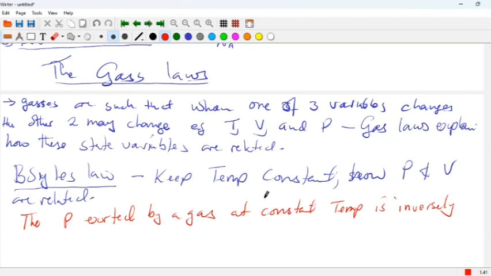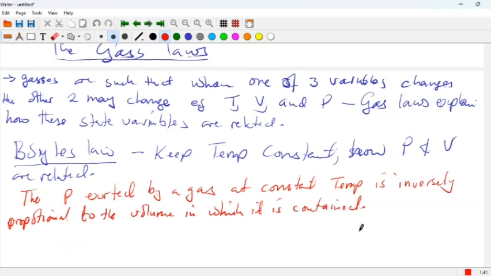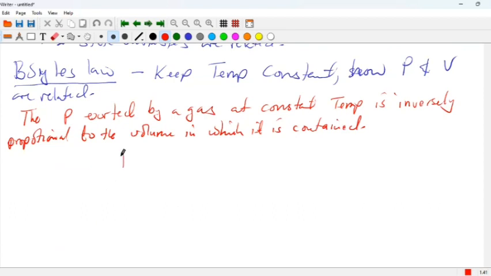Okay, so the pressure exerted by a gas at constant temperature is inversely proportional to the volume in which it is contained. This is Boyle's law.